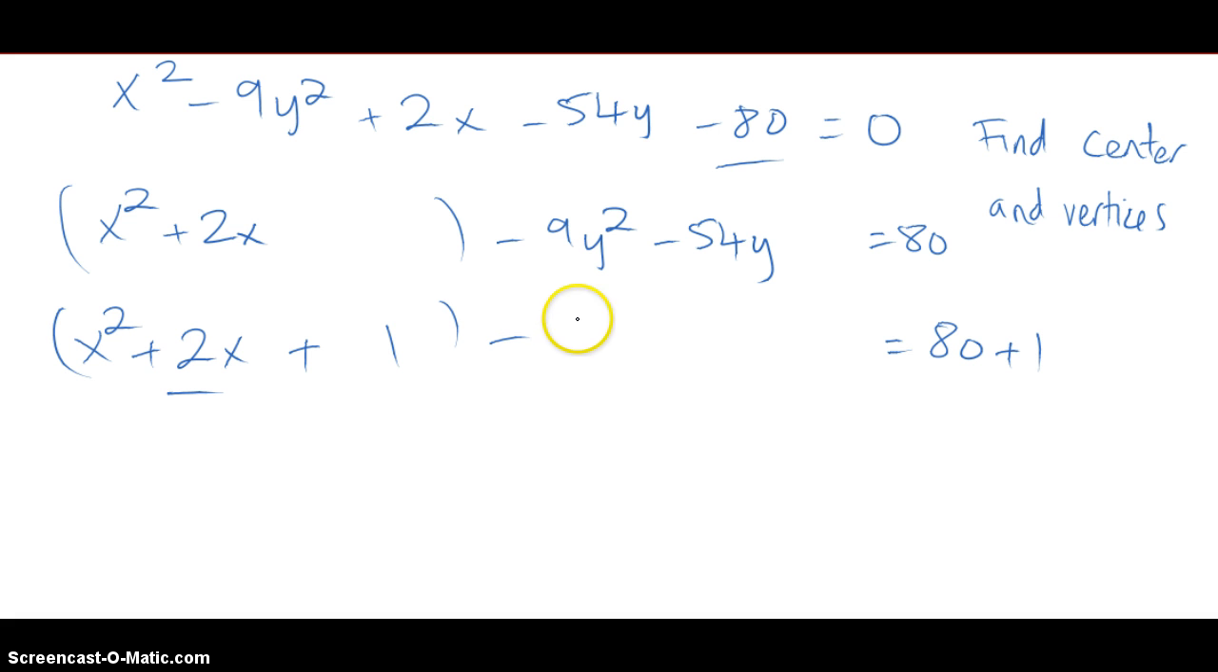Before we can start messing around with the y's, we need to factor out that 9. So then that leaves us with y squared minus, well, 54 divided by 9 is 6. That's 6y. And now we're going to half that and square it. So that's going to give us plus 9.